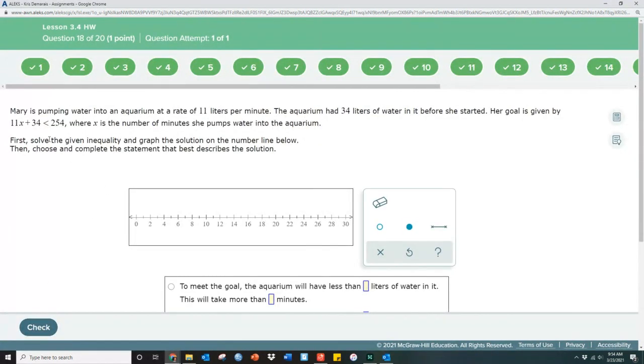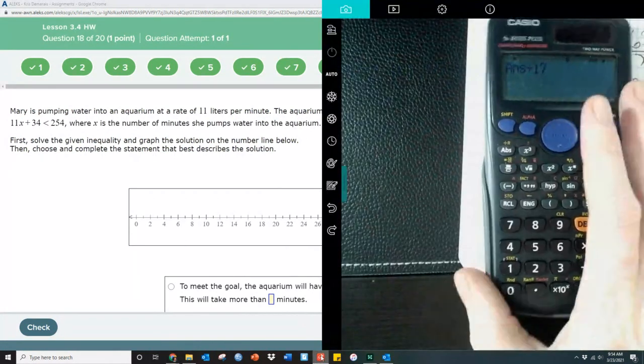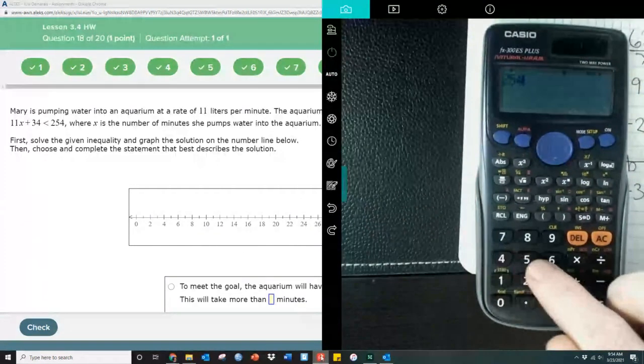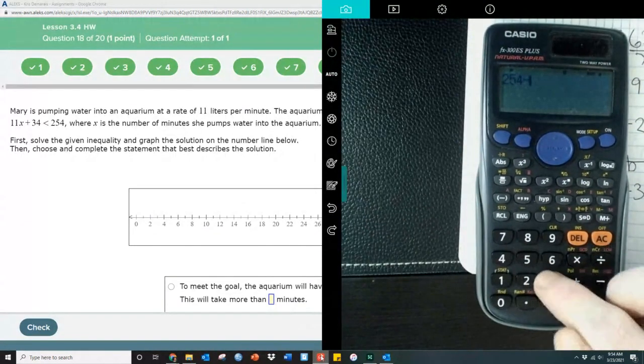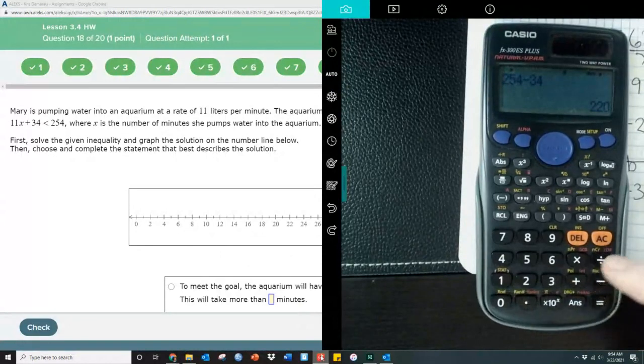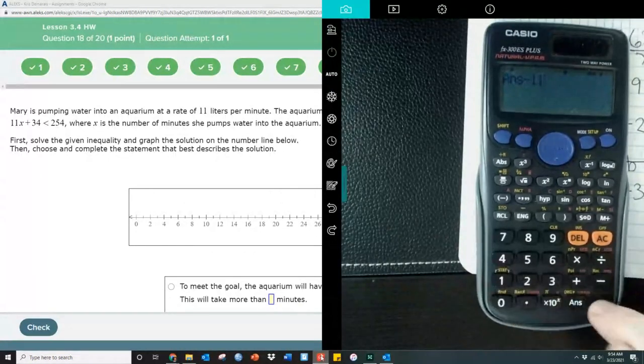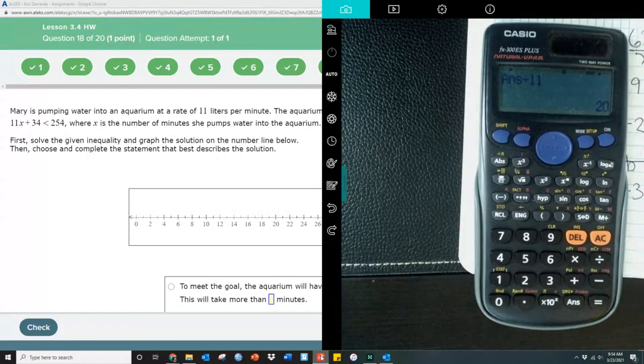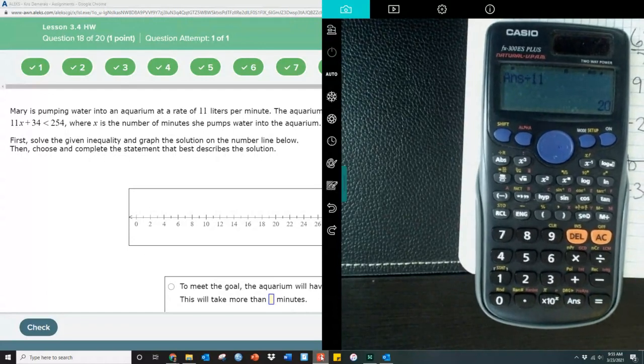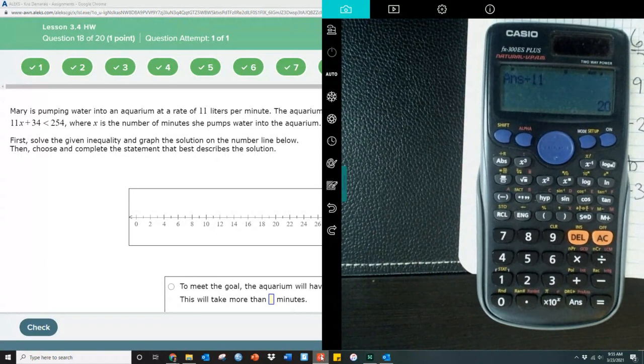All right, now, you don't need to get so worked up about solving it. All you got to do is take your 254 and then minus 34 and then divide by 11. And so you get 20. So you write that down. So it's going to be x, and the inequality doesn't change, by the way, because we're not dividing by a negative or anything like that. So we just punch in our calculator like I did, and then write our answer down. So x is less than 20.